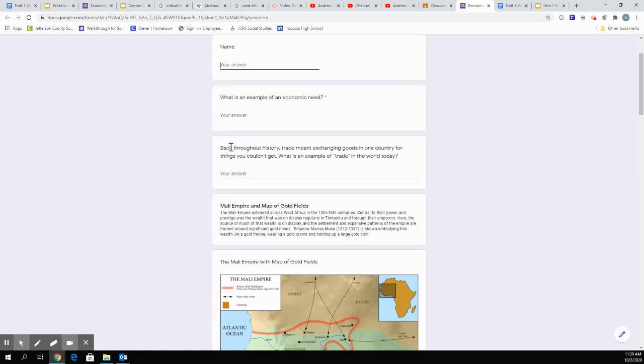Back throughout history, trade meant exchanging goods in one country for things that you couldn't get. Again, I want you to think about what that looks like today. What's an example of trade in the world today? How do people get things from one country to another that you can't get? There's lots of things that, let's say, we can't grow in the United States, but we still have those things. Or there are some things we can't grow in Kentucky, but we still have those things because they get grown in other parts of the country.